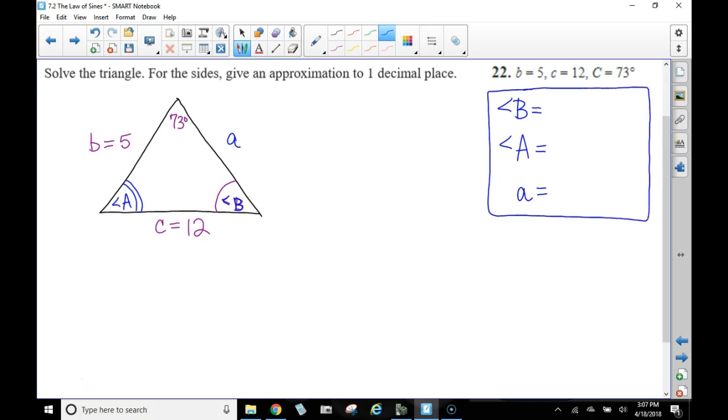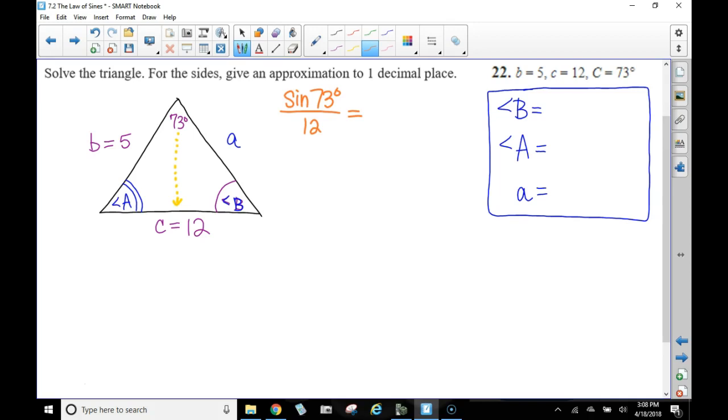All right. Now, let's see. Do we have a pair of angle and its side opposite? Yep, right there. Okay? And so we're going to be saying that the sine of 73 degrees is to its side opposite 12. The sine of angle C is to side C as, okay?